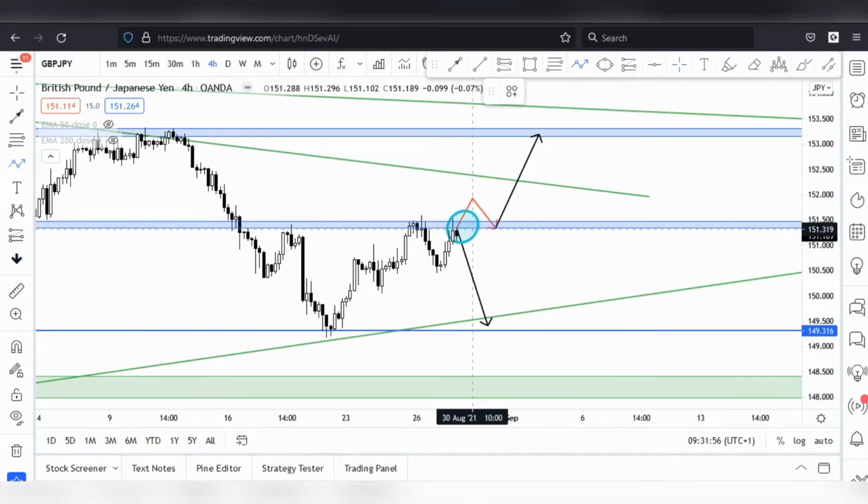If price forms a nice bearish pin bar or a bearish engulfing candle, then we can take our sell trade to the downside. If not, I'm waiting for price to break above this level and wait for a bullish pin bar or bullish engulfing candle at that particular level.